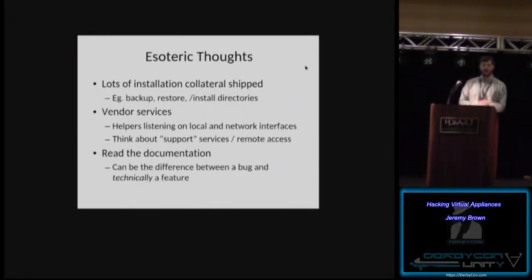Some of my closing thoughts: there's a lot of installation collateral, so that's pretty good to look at and analyze, to see how they do things in the system, how they set passwords, how they're installing services. There's a lot of support services and remote access, so that'd be really good to look at for bugs in the future. And read the documentation. There's a few bugs I've looked at, and I'm like, oh man, it's a really good bug, and I look at the documentation, and it's right there. And there are other combinations of that too, but a feature in this industry very well could be a bug in your advantage, if that makes sense. You can use it for your purposes.